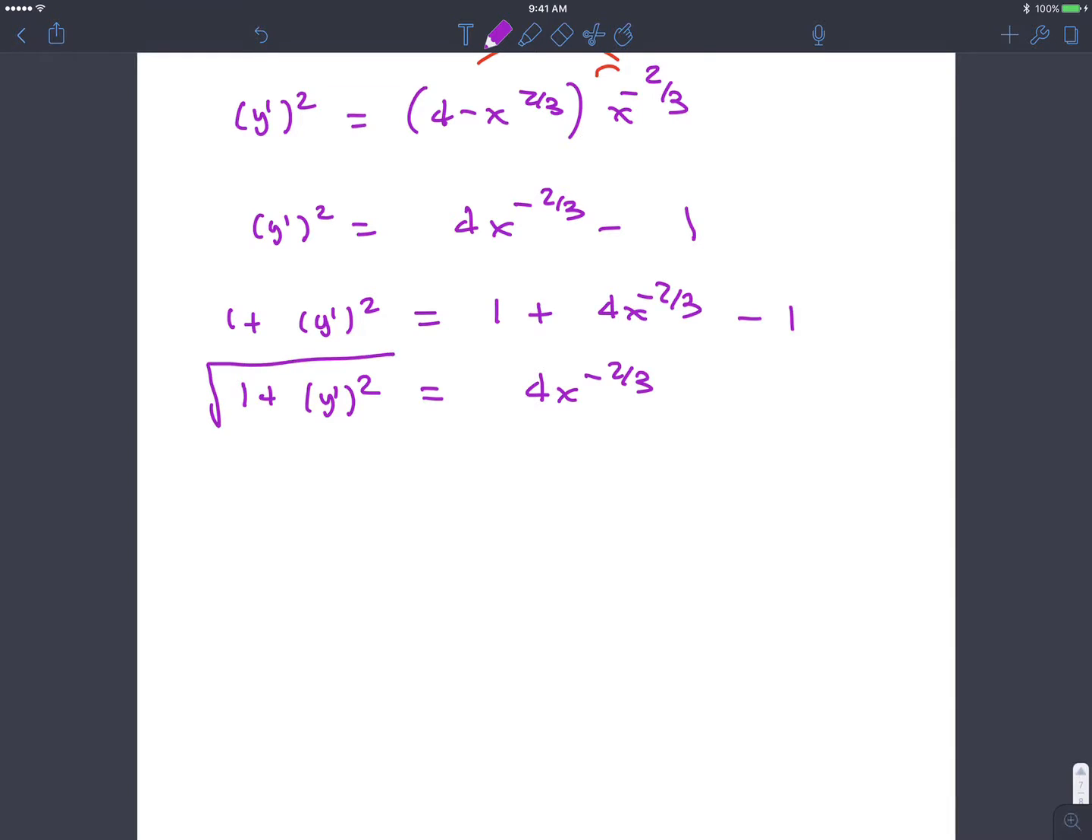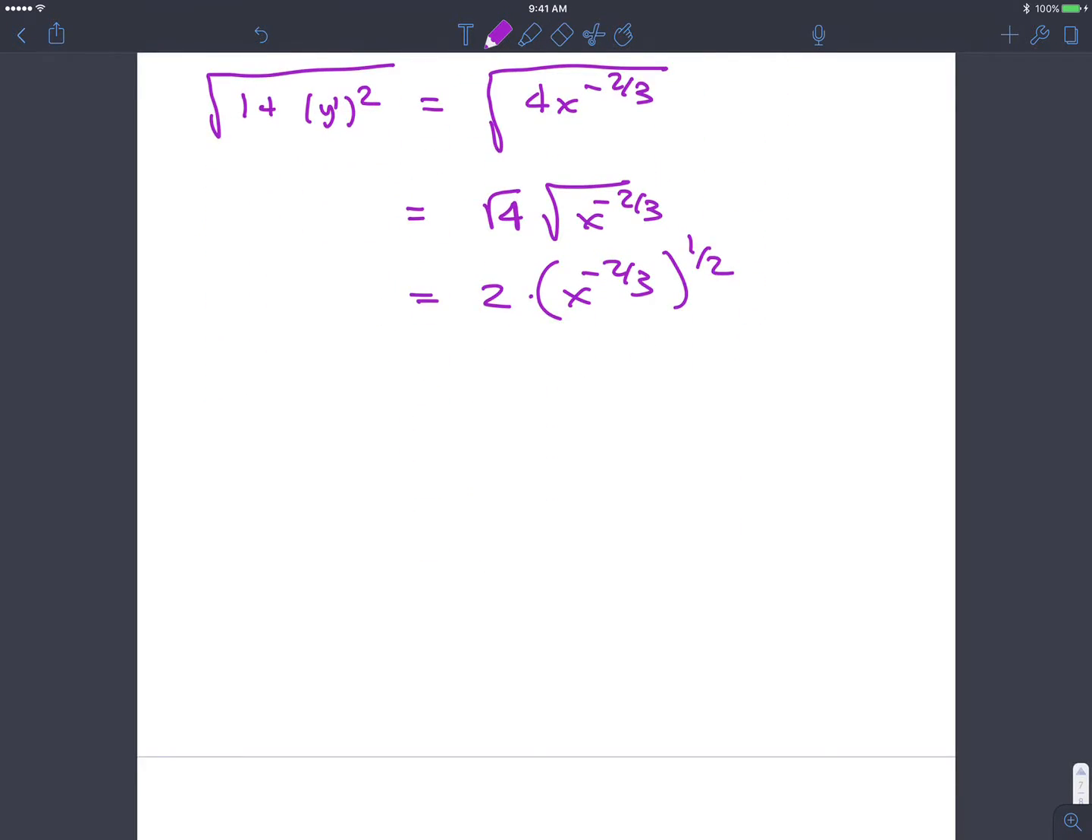Take the square root. This is going to give us, what does this give us? The square root of 4, the square root of x to the minus 2/3. This gives us 2. Is that true? And what does this portion give us? X to the minus 2/3 power raised to the 1/2 power. Or you get 2x to the minus 1/3 power. Okay.